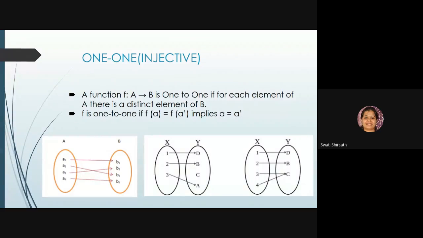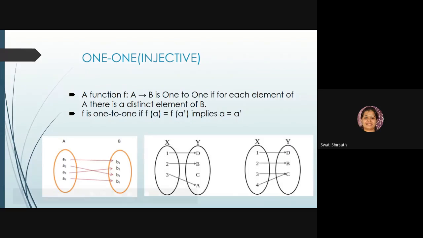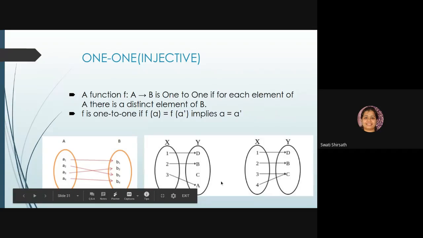Read the definition again and just tell me whether it is one-to-one or not. Yes, ma'am. Yeah, correct. Because we are looking at the mapping of the domain. We are not bothered about the mapping of the codomain here. So a distinct mapping from domain to codomain is needed. Is it a function? Yes. If it is one-to-one, then obviously it is a function.